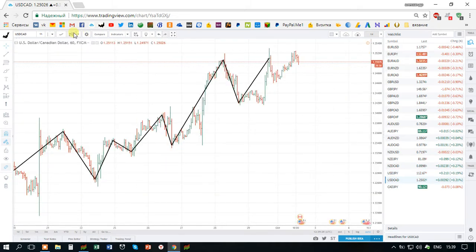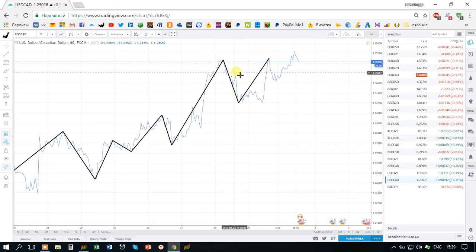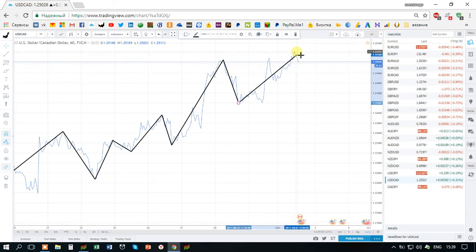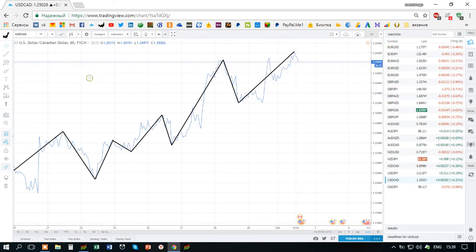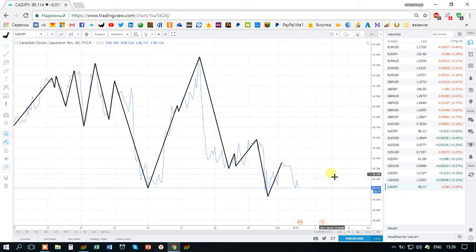Dollar Canadian, let's look at this. I have something running based on 4 hour maybe. What do we have? We have a swing a bit higher and then we have a swing lower, like this. Okay, done. And the last pair on 1 hour is Canadian yen.